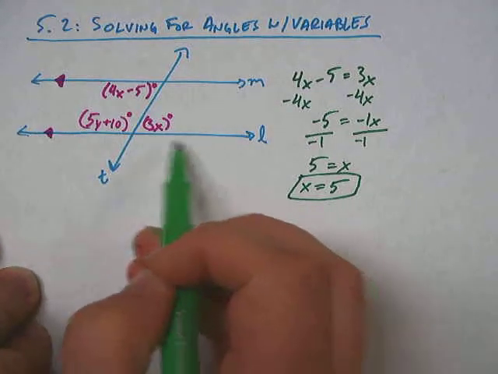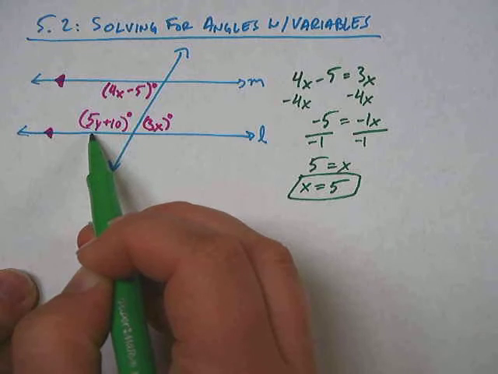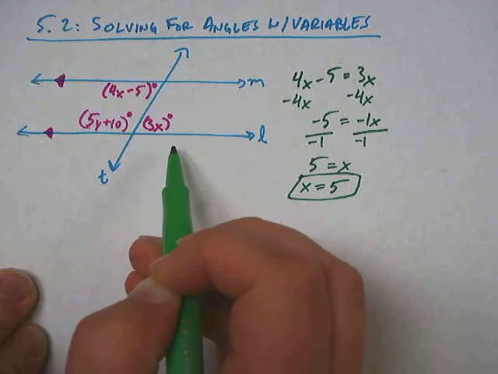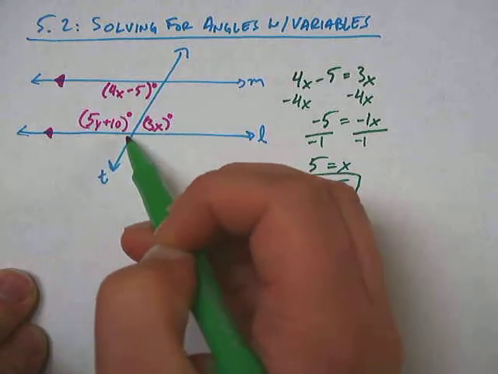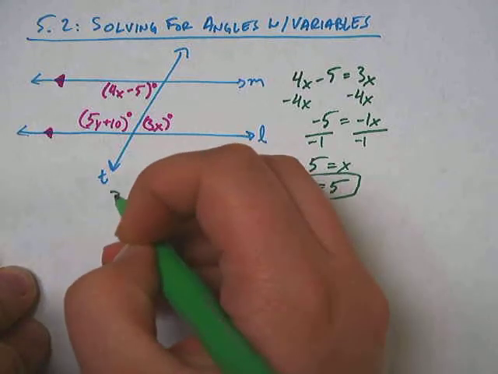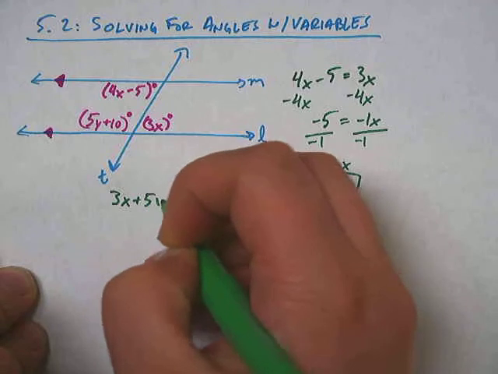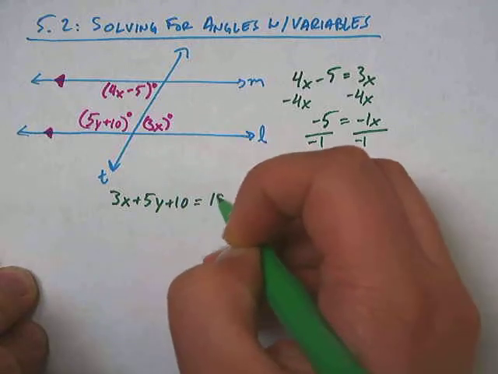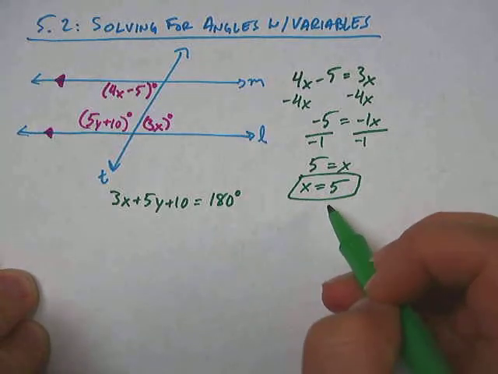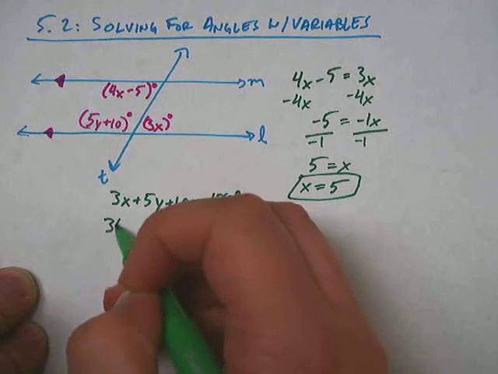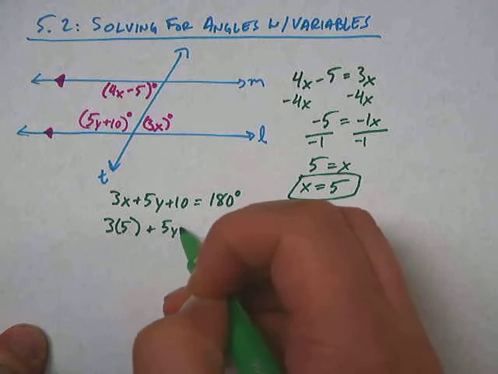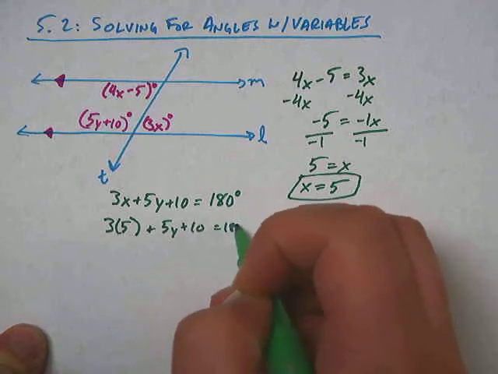Looking at this relationship right here, 3x and 5y plus 10, these angles are both lying along line L, and they're adjacent, so that means they are a linear pair. That means they add to 180 degrees. So we can take 3x plus 5y plus 10 equals 180 degrees. We already solved for x. X is 5, so we can just plug that in. So we get 3 times 5 plus 5y plus 10 equals 180.